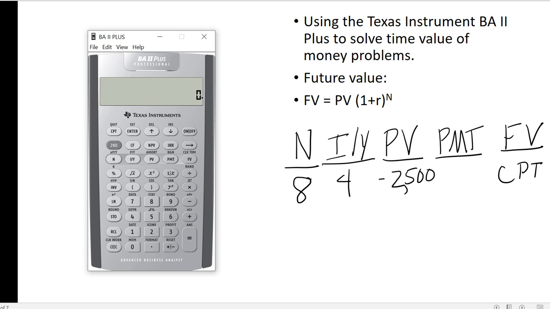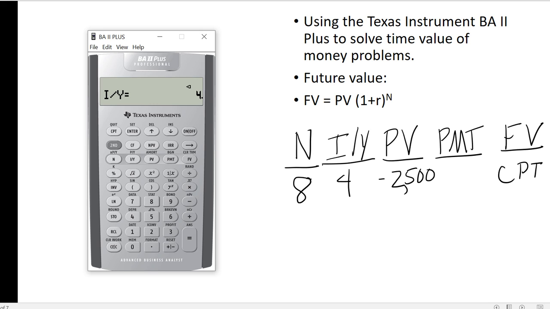So now we're just going to input our information. So the number of years is 8. So we press 8 and then our N key. Our interest rate is 4%, so we press 4 and the IY key. We are going to invest $2,500.